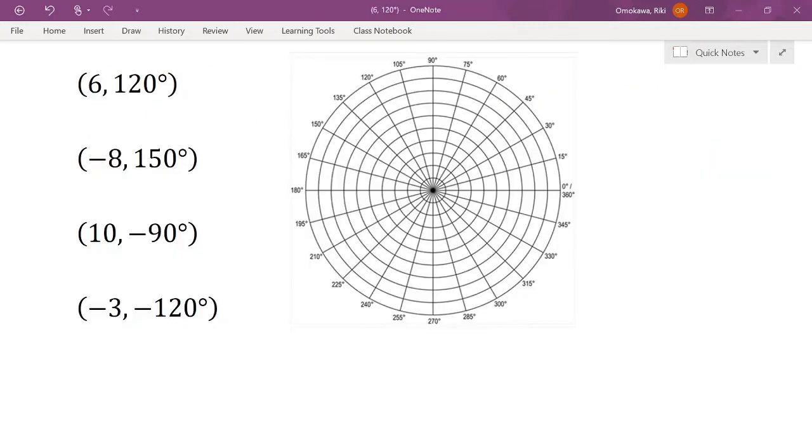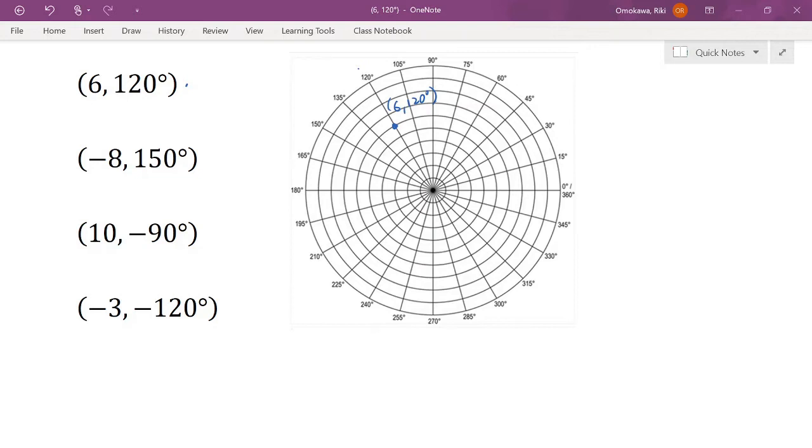So let's discuss a bunch of quick examples. First up, we've got (6, 120 degrees). And don't forget, we can have big angles as well. So 120 is from 0, it's here. And then 6. So start at the center, go out 1, 2, 3, 4, 5, 6. That's right here. This is (6, 120).